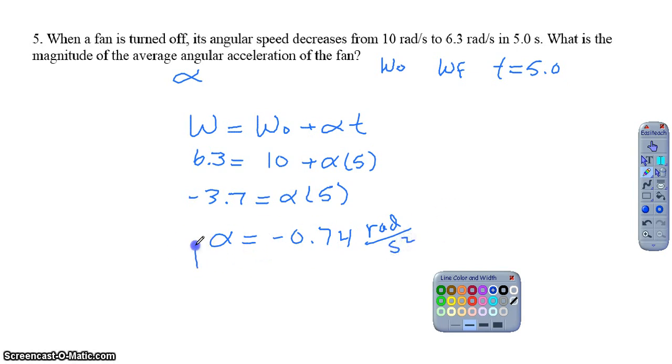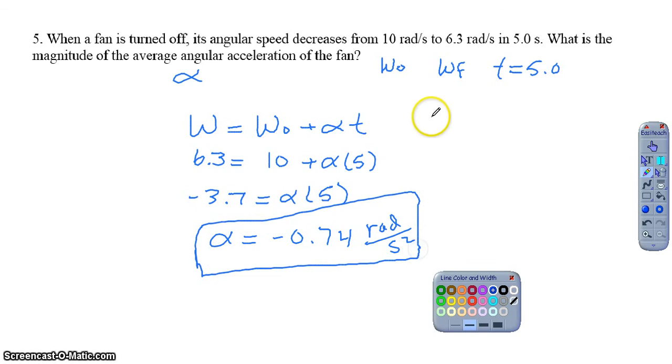And do make sure it makes sense. So the fact that it's negative, because it's slowing down, and we defined our initial velocity as a positive 10, because it's slowing down, the acceleration definitely needs to be a negative number, so that all checks out pretty well.